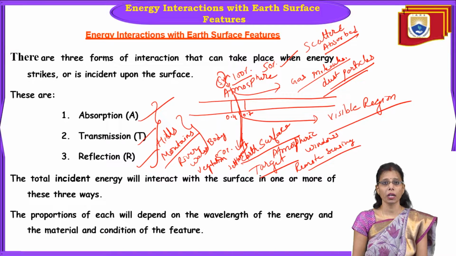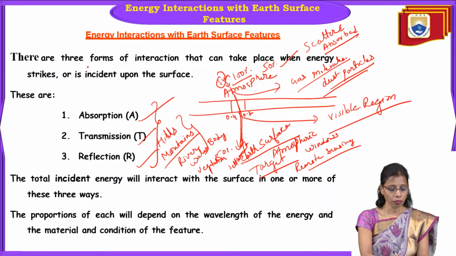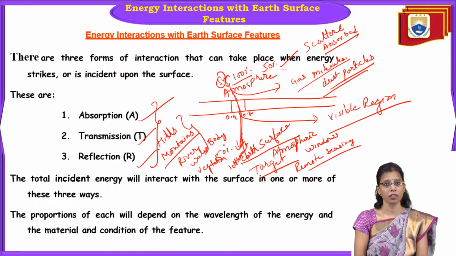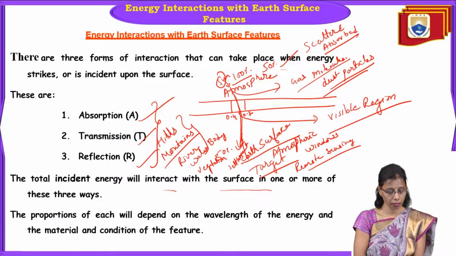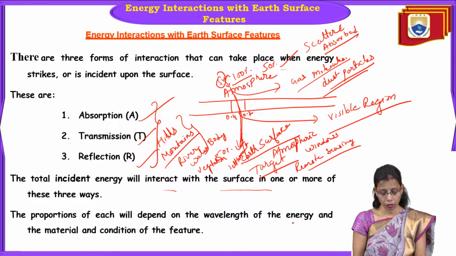There are three mechanisms that happen when energy falls on the Earth's surface feature: absorption, transmission, and reflection. These are the three forms of interaction that can take place when energy strikes, or is incident upon, the surface. The total incident energy will interact with the surface in one or more of these three ways. The proportion of each will depend on the wavelength of the energy and the material and condition of the feature.